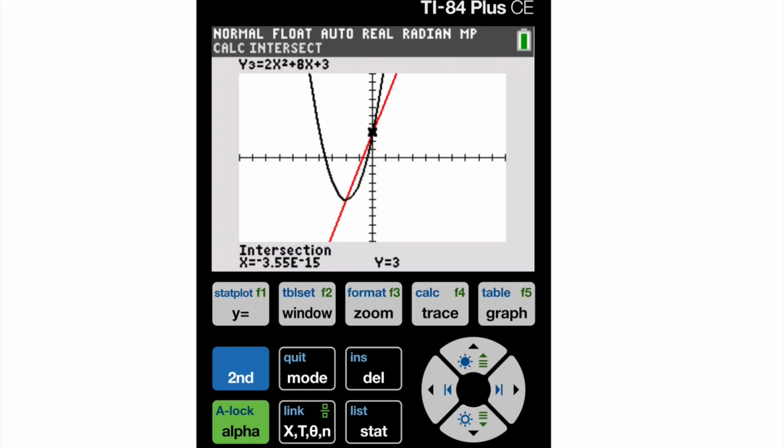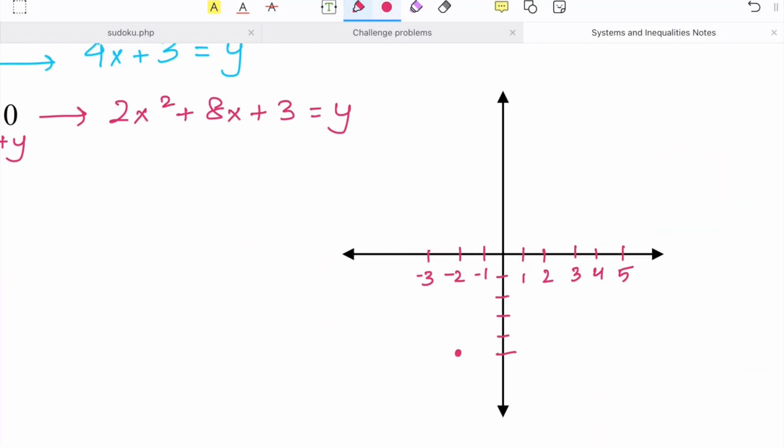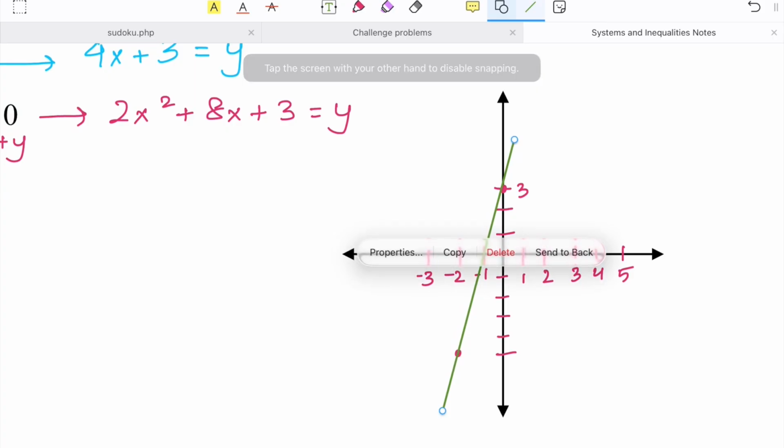-3.55, E -15, that's just 0, and 3. So see, 1, 2. When I put that in the graph function, it just said 0. I don't know why it said different for me. Okay, so we'll draw a straight line that's crossing this. So it'll be like that.